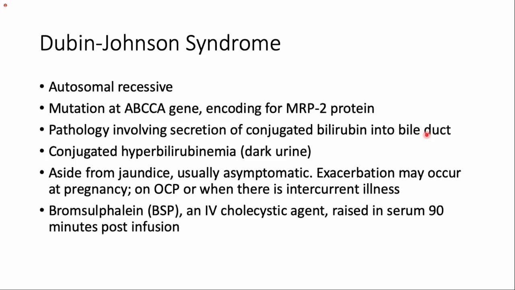And then we have the bromsulfalein test. The textbook mentions that we inject it intravenously. This is actually a cholecystographic agent that gives rise to contrast. Imagine it is absorbed into the liver for conjugation, but there's no MRP2 protein to excrete it out into the biliary tree, so it will regurgitate back into the circulation. So we will expect a rise in the serum level of this bromsulfalein.